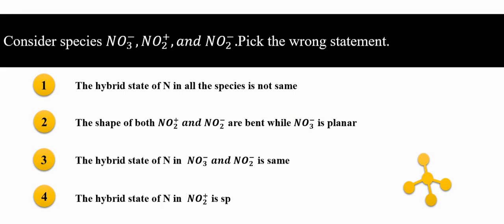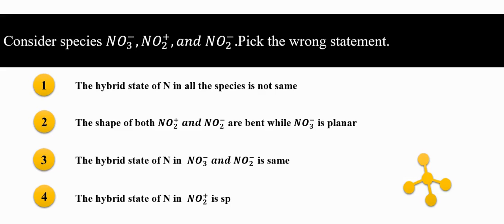Consider species NO3 minus, NO2 plus and NO2 minus. Pick the wrong statement. First option, the hybrid state of nitrogen in all the species is not same.